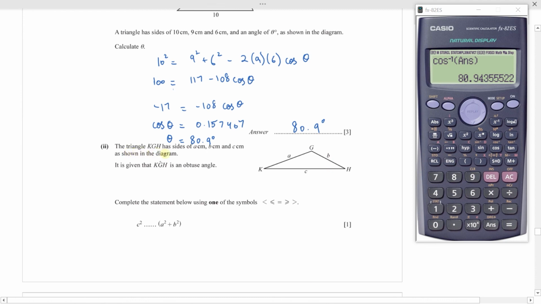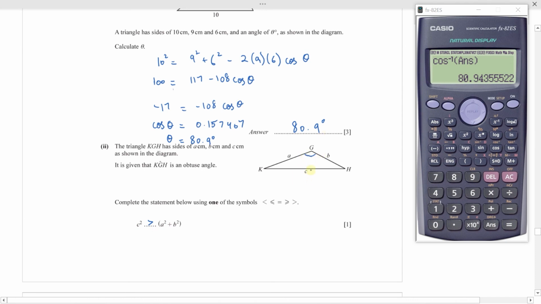Part 2: the triangle KGH has sides of A centimeters, B centimeters and C centimeters as shown in the diagram. It is given that KGH is an obtuse angle. So obtuse angle means it's greater than 90 but less than 180 degrees. Complete the statement below using one of the symbols. C squared compared to A squared plus B squared. Since this angle KGH is obtuse, C squared is greater than A squared plus B squared. We can prove this again using the cosine rule.